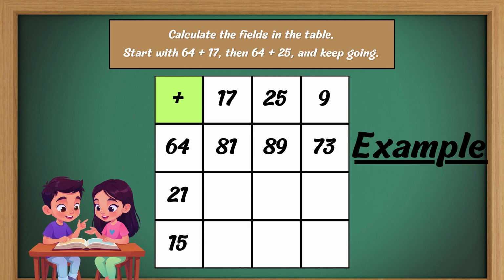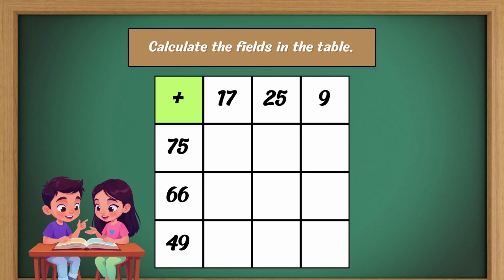Example. Calculate the fields in the table. Start with 64 plus 17, then 64 plus 25, and keep going. Calculate the fields in the table.